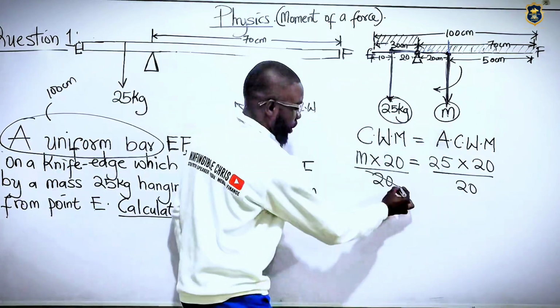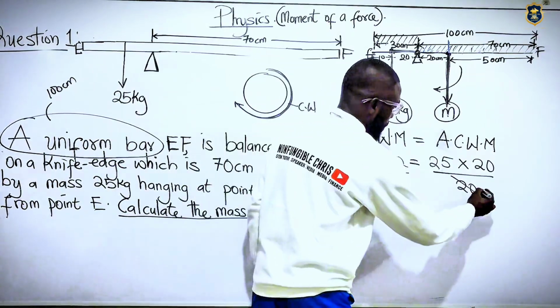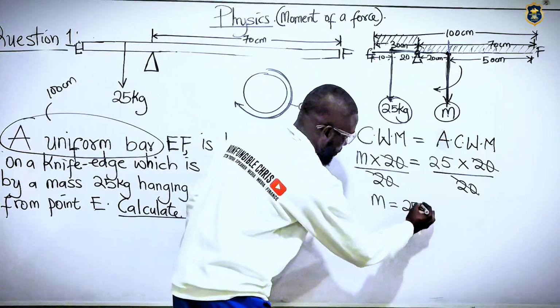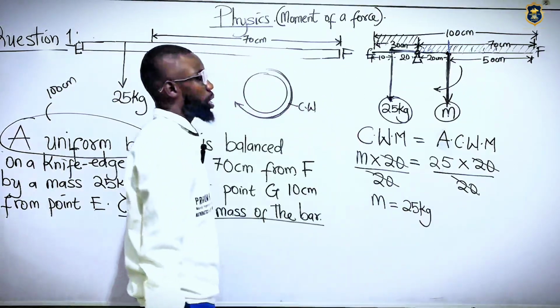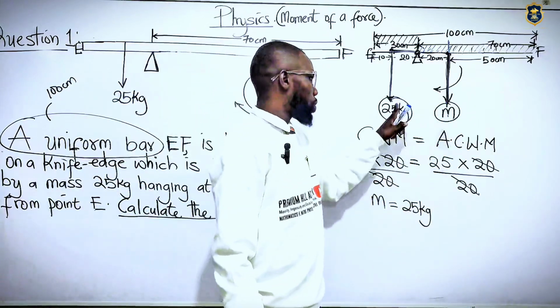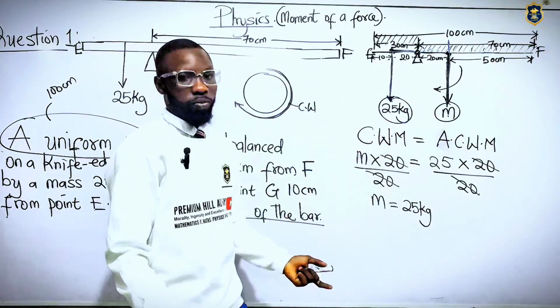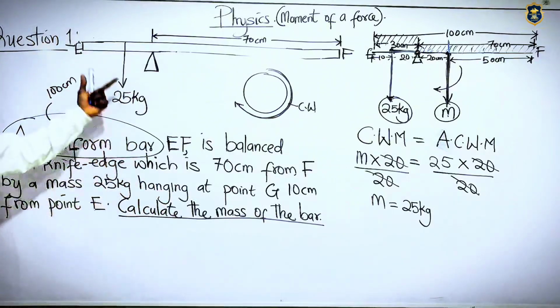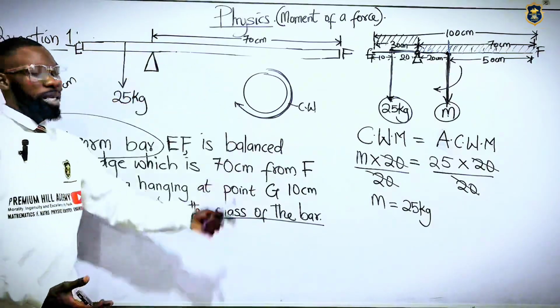So 20 takes off 20 here, 20 takes off 20 here. Our mass becomes what? 25 kilograms. So the mass we have here is equal to the mass we have here. That's all. Very simple, right? It's just to look at the question from what we have and then formulate the answers.